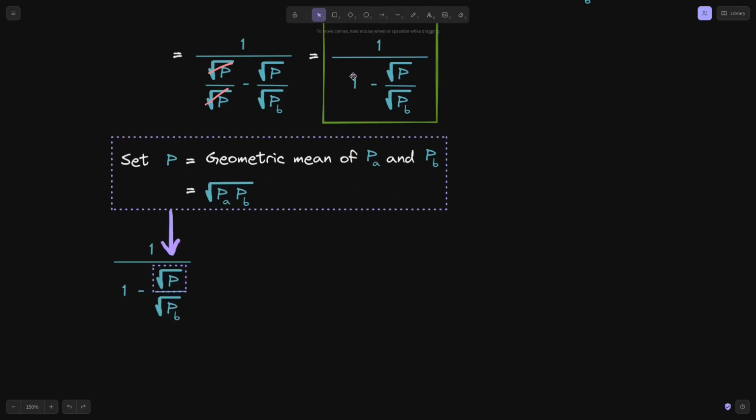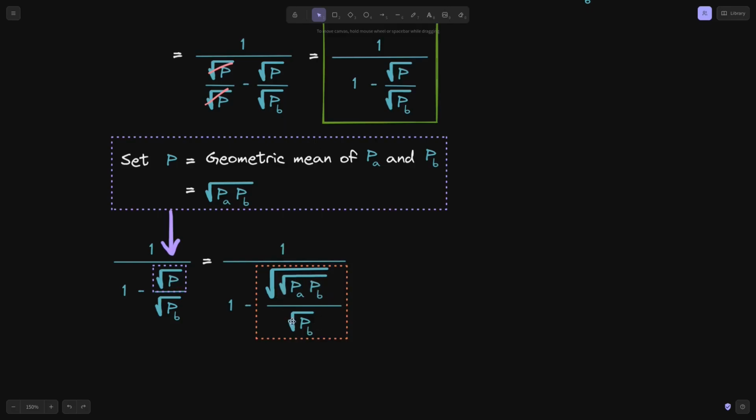We take this equation that I've highlighted in green, and then we replace this square root of P with the geometric mean of P of A and P of B, the square root of P of A times P of B. So let's simplify this equation. Replace the square root of P with the geometric mean. So this will be equal to, replacing the current price P with the geometric mean, this equation.